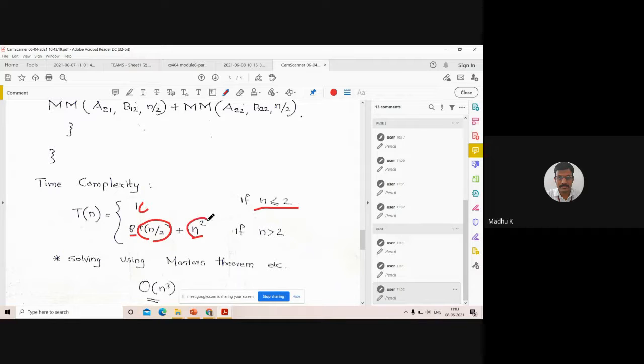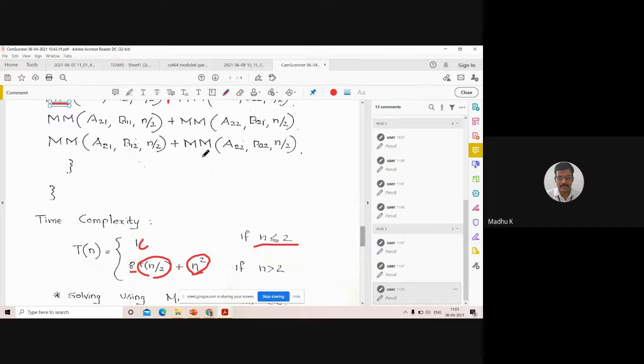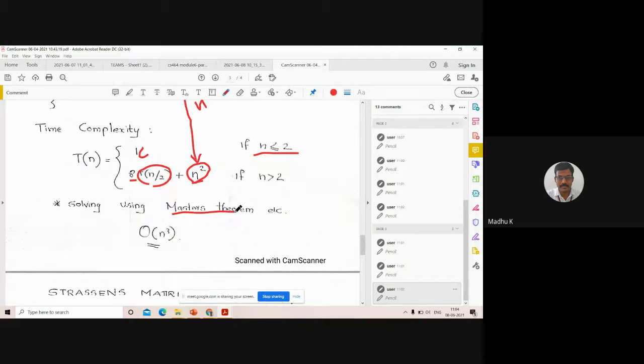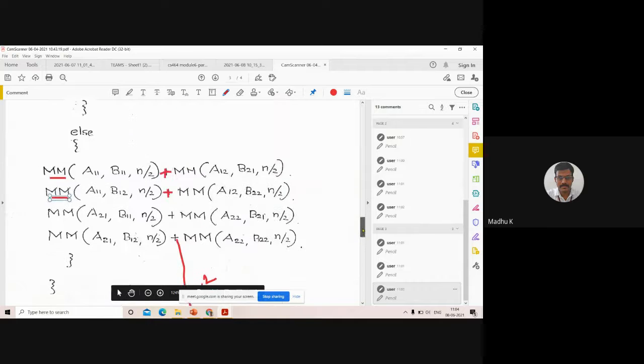What is this n square? This is the time for performing matrix addition. This is not a normal addition, it is matrix addition, so it will take n square time. So we will get an equation like this. We can solve it using Master's theorem. After solving it, we will get the time complexity, which will be n cube. So this is the divide and conquer approach.